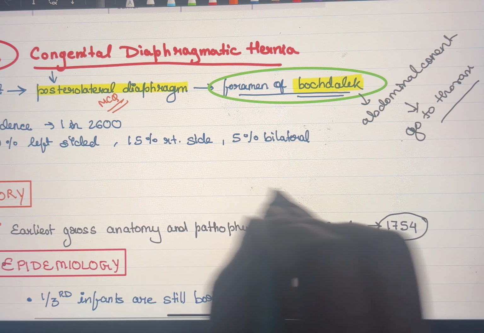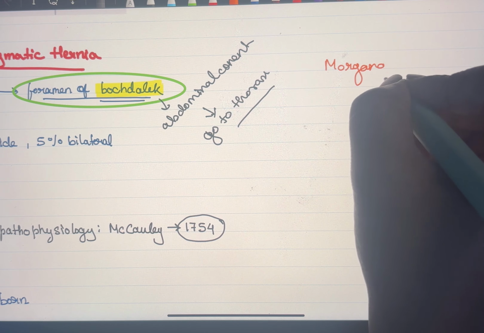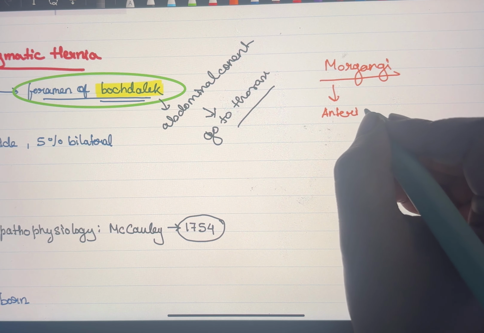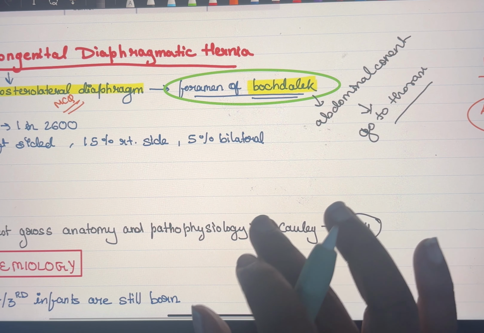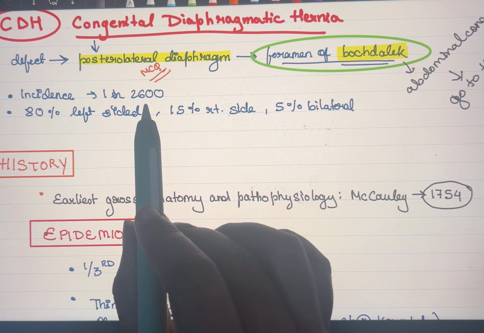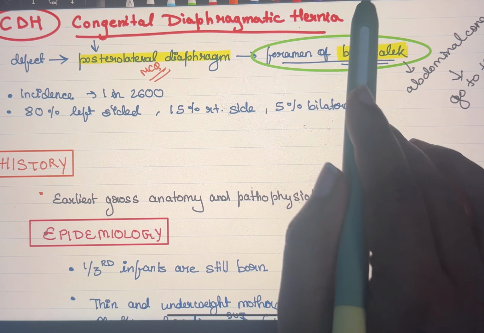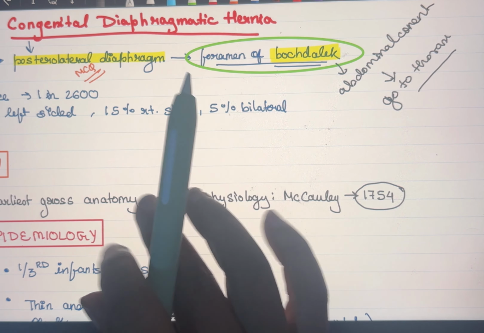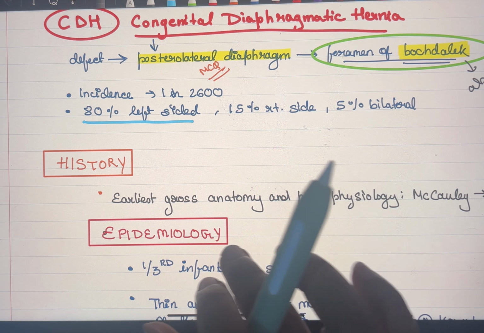Another thing we have to remember, there is another hernia, that is the Morgagni hernia. In the Morgagni type of diaphragmatic hernia, the diaphragmatic defect is present anteriorly. That is not so common in children. Congenital diaphragmatic hernia mainly consists of Bochdalek hernia. The incidence is 1 in 2600 or 3000. 80% of them are left-sided, 15% are right-sided, and 5% are bilateral.